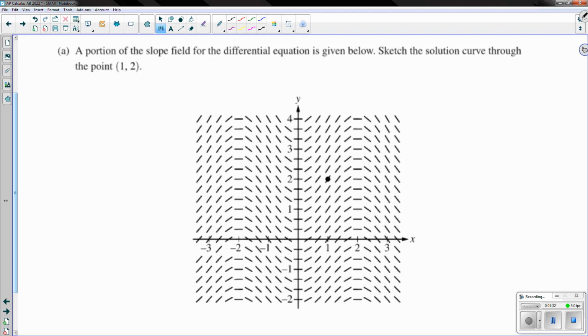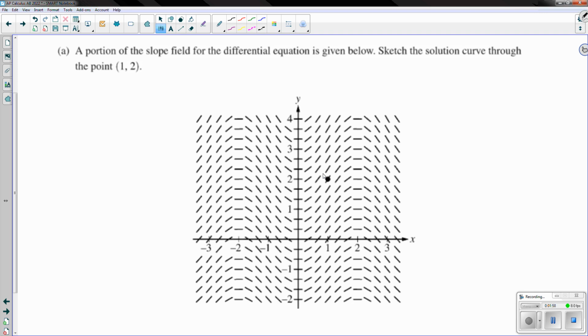We're given the point (1, 2) on our slope field, designated by that black dot. When we draw our solution curves on slope fields, one main thing to pay attention to is the symmetry of our slope field, if there is some symmetry present. In this case, we have some line symmetry across the y-axis. Therefore, when we draw our solution curve, your curve should also demonstrate line symmetry about the y-axis.